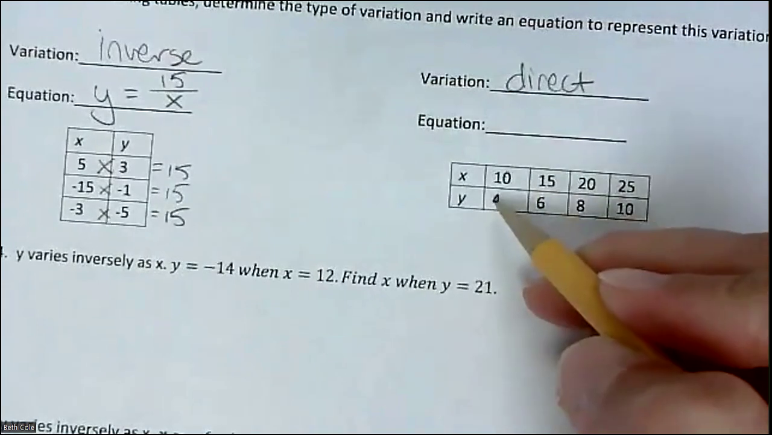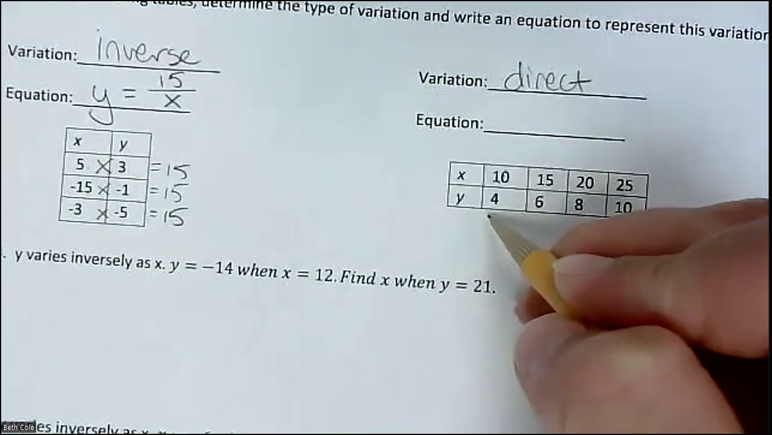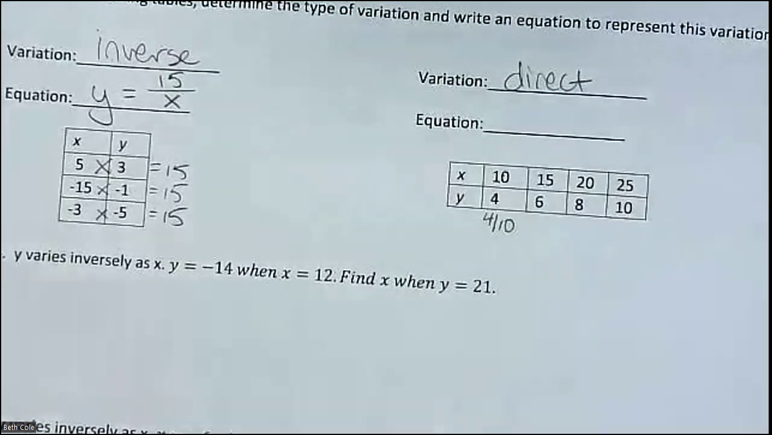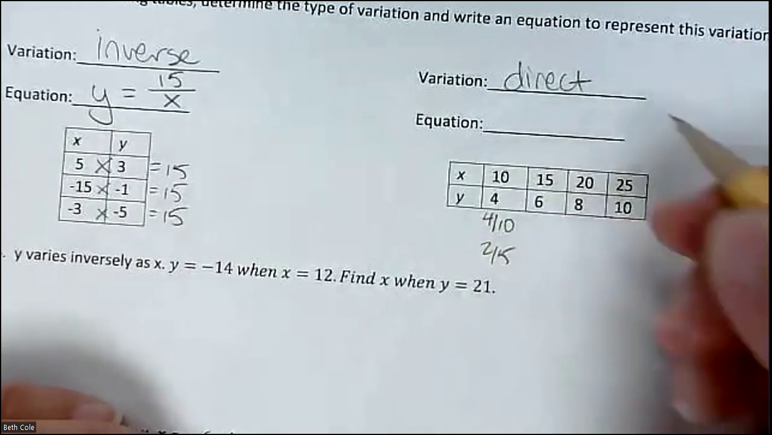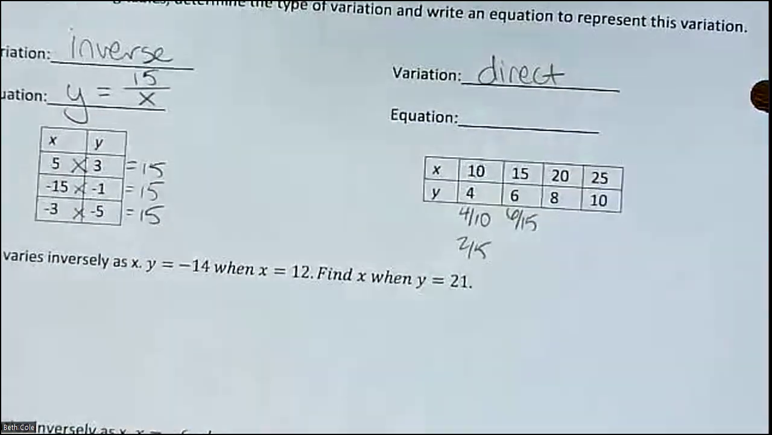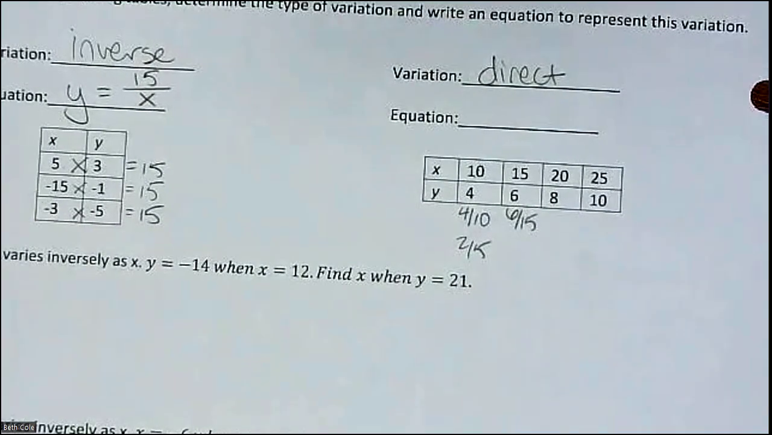And watch, here's how you can figure it out. If you put y over x, we've got 4/10. What would that reduce to? It'd be 2/5. And then let's try it again. If you do 6/15, does that reduce to 2/5?